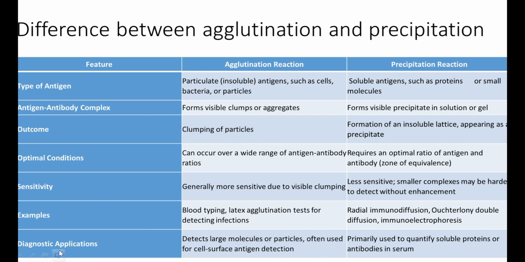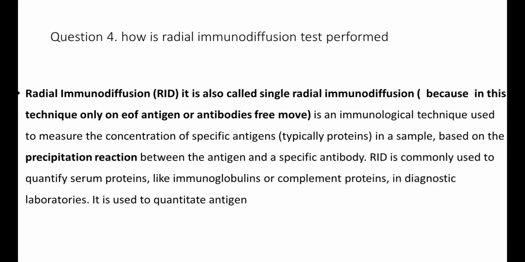About the diagnostic application, agglutination detects large molecules or particles, often used for cell surface antigens. But the precipitation reaction looks for quantified soluble protein or antibody, which is mainly present in the serum of the patients. That is the difference between the agglutination and the precipitation reaction.